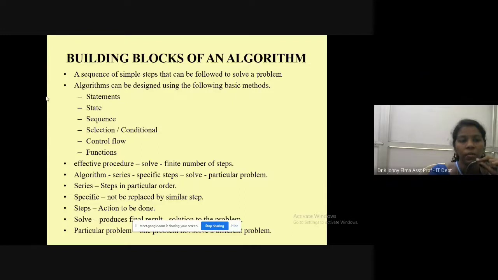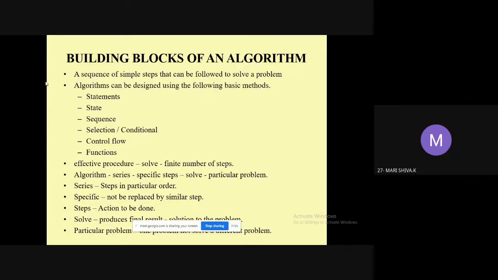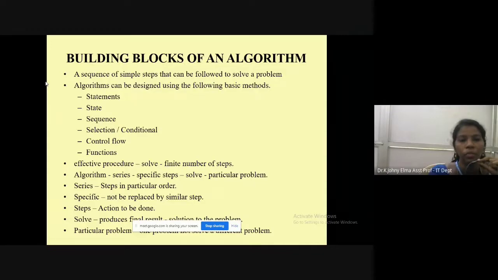Then the next one is the sequence. What is the sequence? The order of steps. Your algorithm should be in order. It should be a sequence of simple steps. When you are going to perform addition of two numbers, you should not say directly that c equal to a plus b. First of all, you should get the variables a, b, and c, and you should get the value for a and b. Then perform the addition operation a plus b. Then store it in c. Then stop the program. That should be your algorithm. That is the sequence we say here.